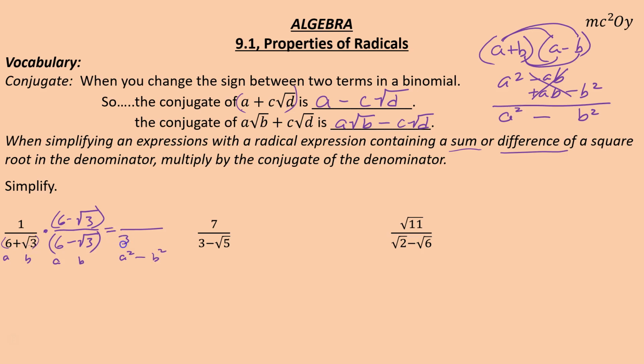So a is 6, so it's 36. B is root 3. Well, b squared then would be root 3 times root 3, or root 9. And on the top, you'd have 1 times 6 minus root 3. This times that. Now, that can be simplified quite a bit, right? 1 times 6 minus root 3 is just 6 minus root 3. Even if you distribute the 1, nothing happens. And 36 minus root 9, well, root 9 that's 3. So 36 minus 3 is 33. So my answer is 6 minus root 3 over 33. And now the radical's out of the denominator.